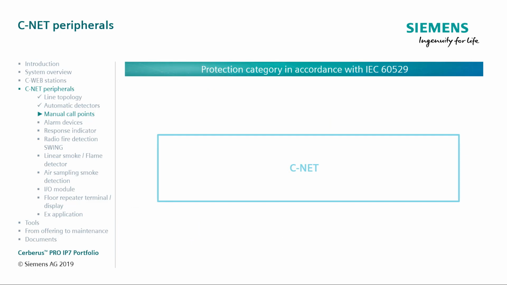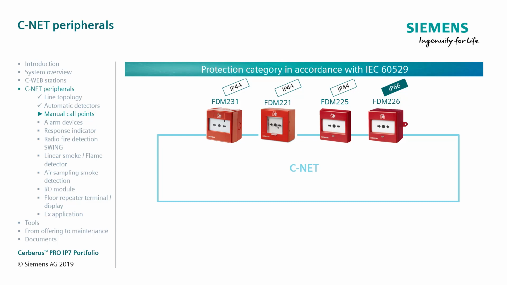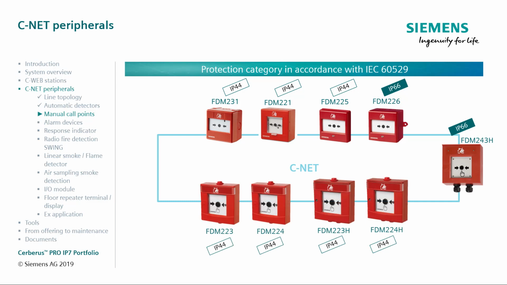The Cerberus PRO manual call point devices are available in different protection categories in accordance with IEC 60529. The small housing devices offer the fixed protection category IP44 or IP66, depending on the device type. The FDM 243H also offers the fixed protection category IP66. All other devices in large housings offer a basic protection category IP44.